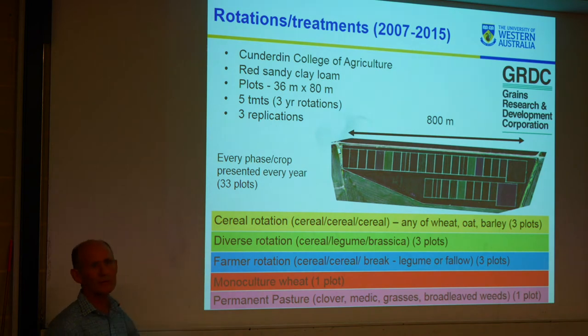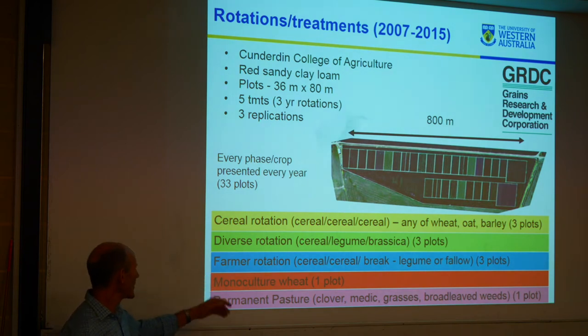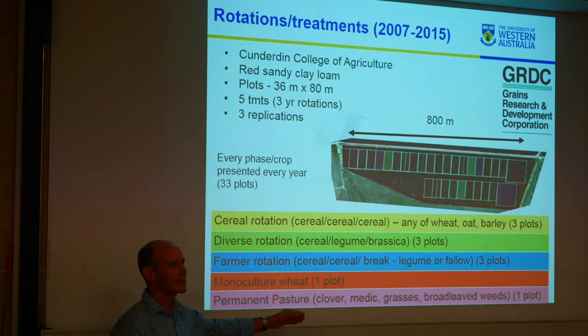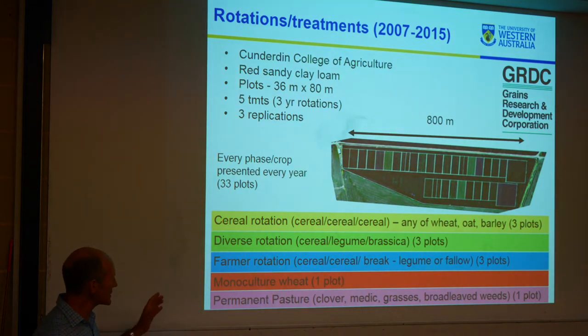Then we have a diverse rotation. We've called it diverse because it goes from cereal to a legume to a brassica. And again, we have all of those crops present every year. Then I've called it a farmer rotation, which is essentially cereal dominated, so two cereals and then a break. For the first few years we had legume in there, and recently we've had fallow in there as that break. So still cereal dominated, but with a break in there.